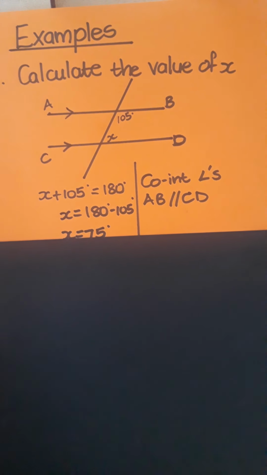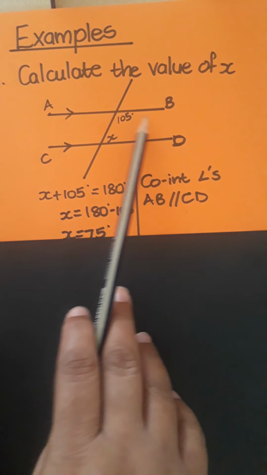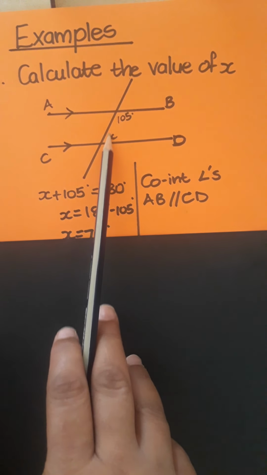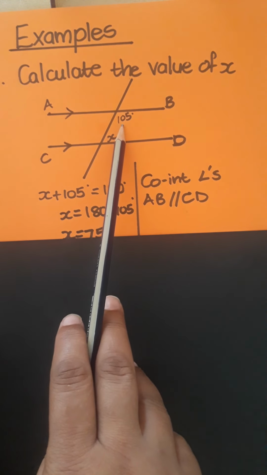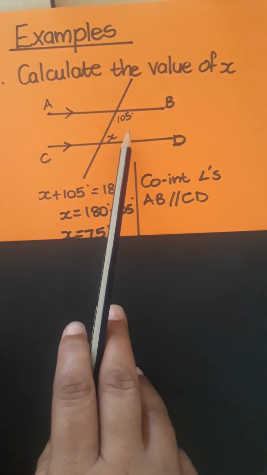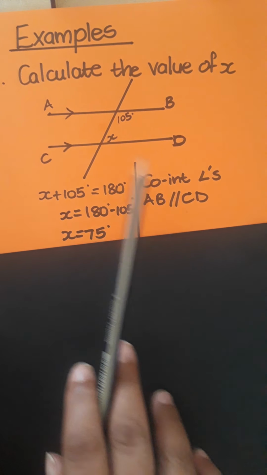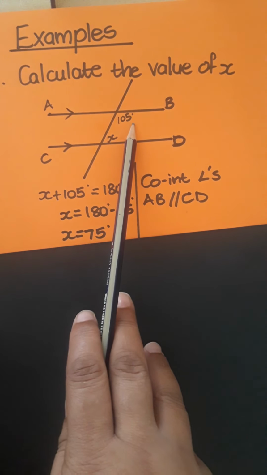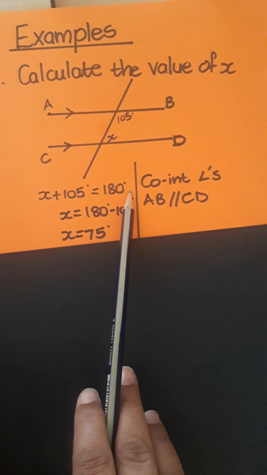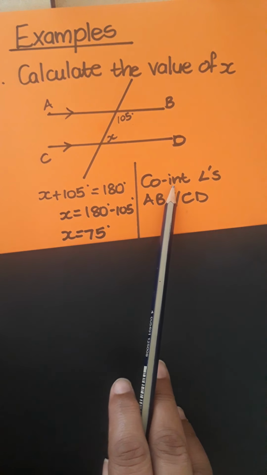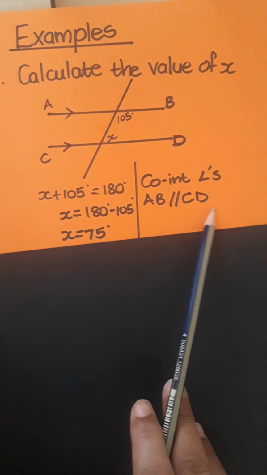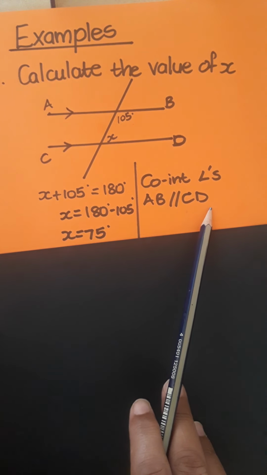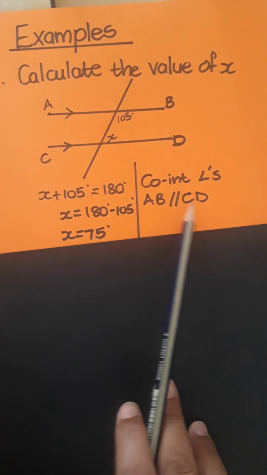Let's look at our first example. We need to calculate x. If you look, AB is parallel to CD, and there we have the two angles inside of the two parallel lines. That means that x plus 105 degrees is equal to 180 degrees. Co-interior angles, AB is parallel to CD. Remember that co-interior angles add up to 180 degrees.